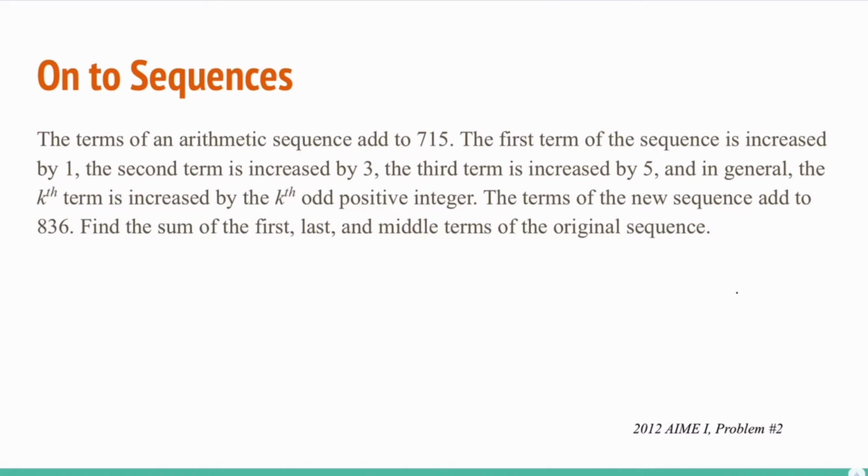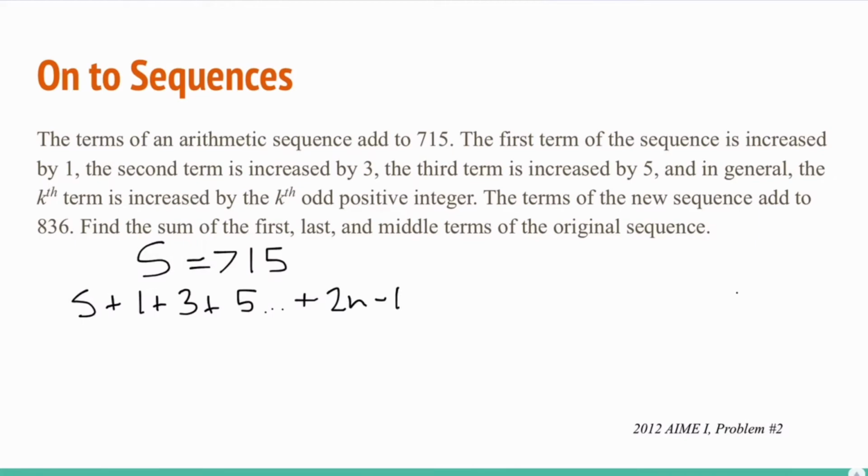Let's define the sum of the original sequence as s, and that is equal to 715. Also, the sum plus 1 plus 3 plus 5 continued, plus the kth odd positive integer, which is also 2n minus 1, where n is the number of terms, is equal to 836. Now, let's consider this sequence.